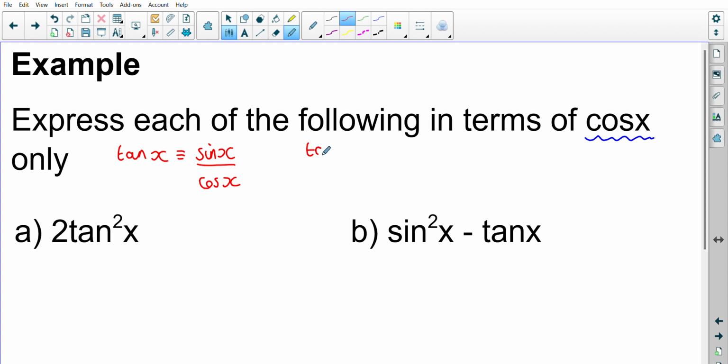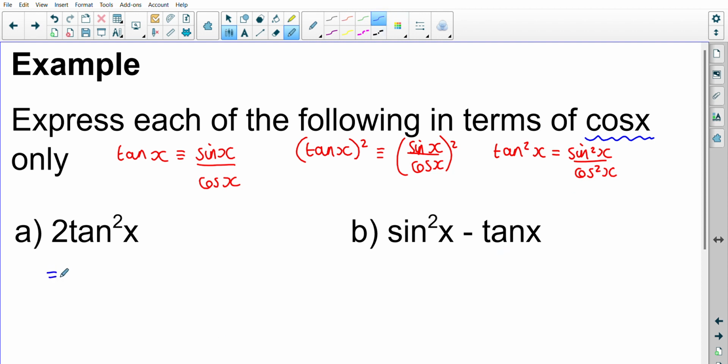Now if I square the tan x, it'll be the same as all of that squared. And I can square each individual part of the fraction. So tan squared x equals sine squared x over cos squared x. So you can be making a note of that in your notes. So I've got a 2 here, so it's going to be 2 lots of sine squared x over cos squared x.